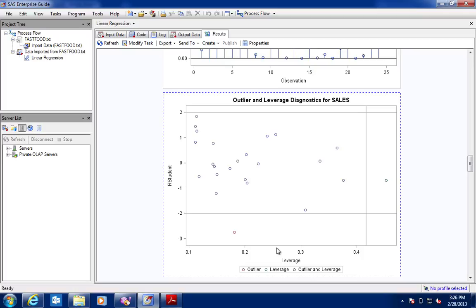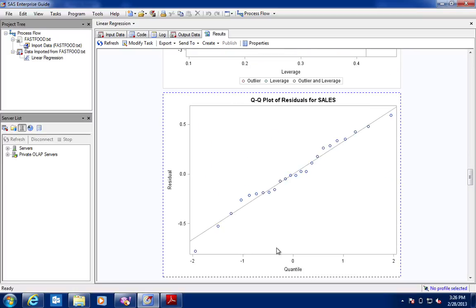So this is another graph. You can have both of them in graph, okay? And residual versus quantile, that is for normality that we discussed before, right?